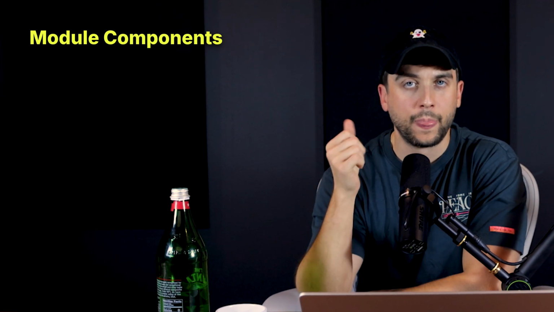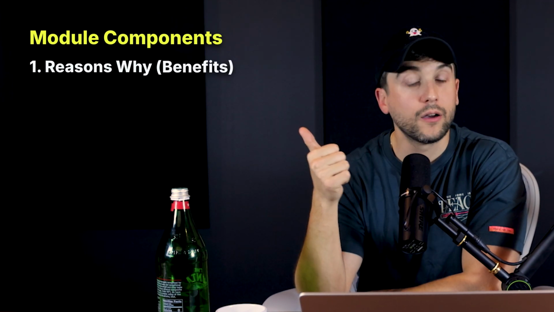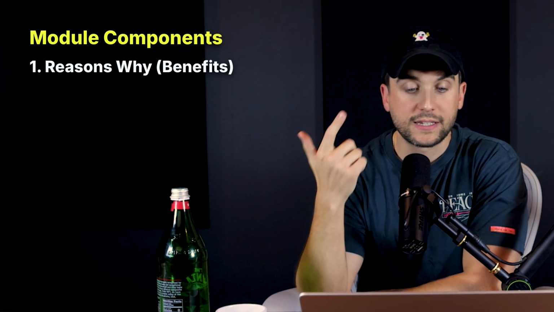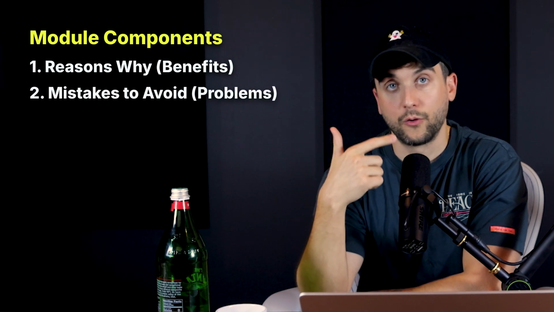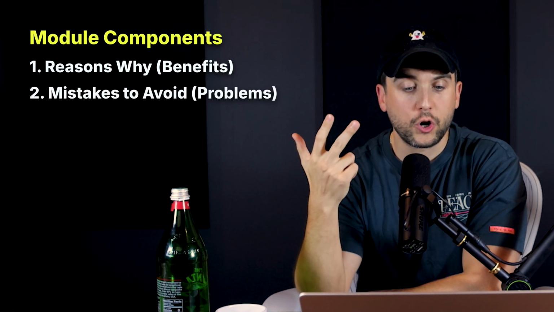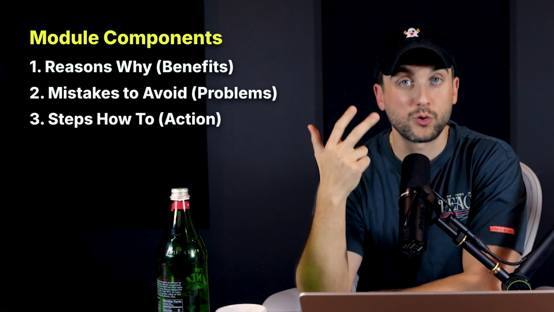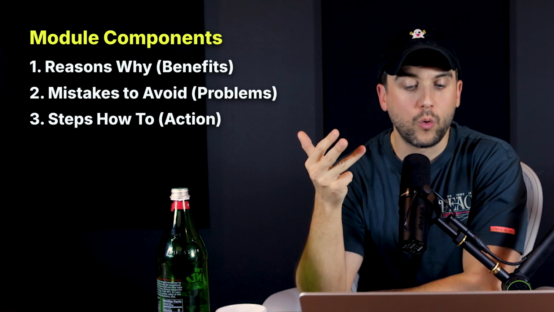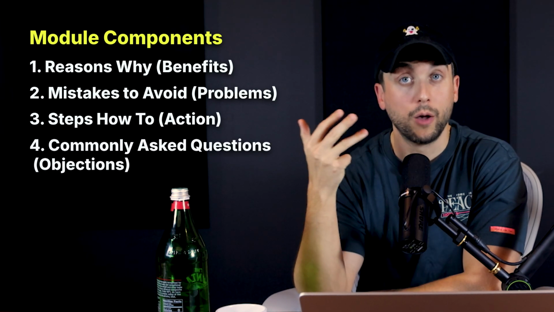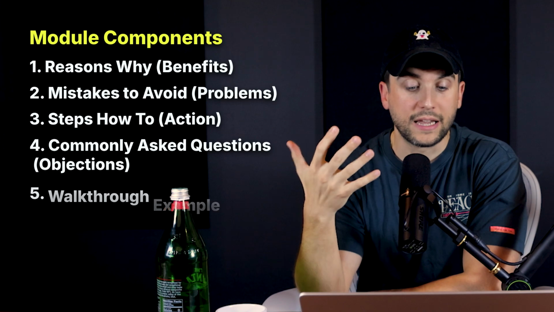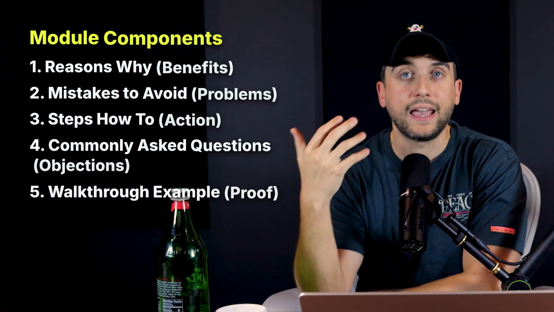Every single module in your online course curriculum needs to have these 5 components. The first one is reasons why, otherwise known as benefits. The second one is mistakes to avoid, otherwise known as problems. The third is steps how to, so this would be action. The fourth one is commonly asked questions, so objections. And the fifth one is some sort of walkthrough example, aka proof.